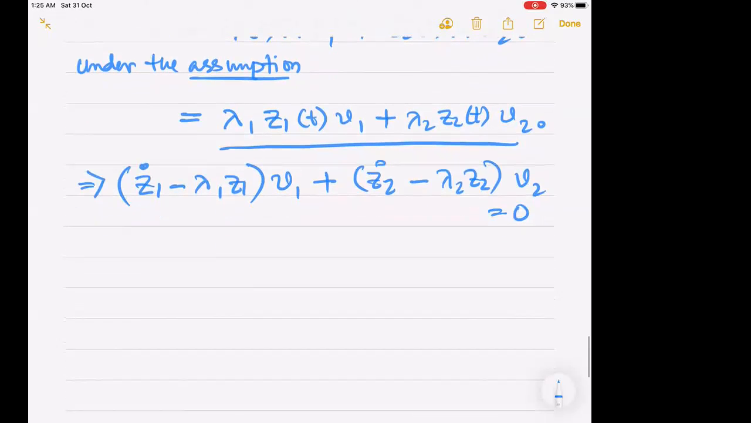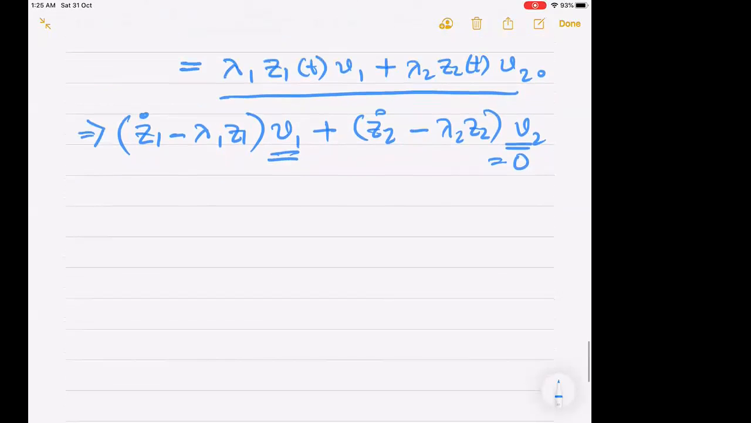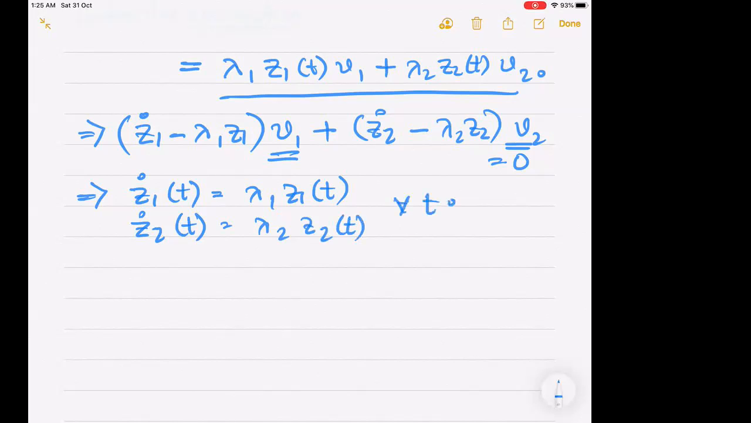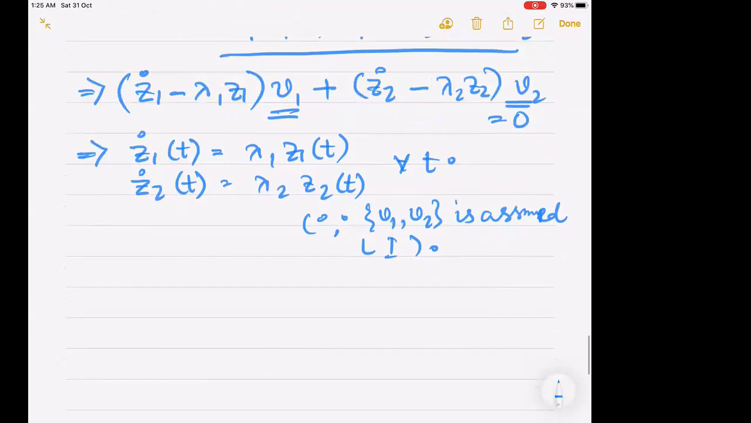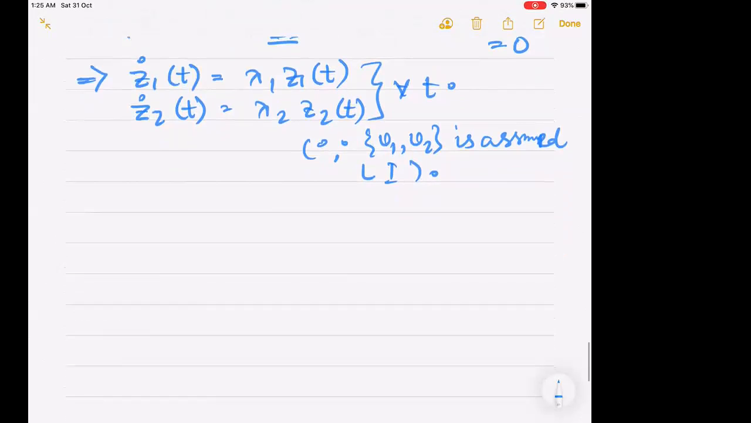But what did we assume? We had assumed that these two are linearly independent. So this linear combination going to 0 would mean z1 dot(t) must be equal to lambda 1 times z1(t), and z2 dot(t) must be lambda 2 times z2(t) for all time. This is because this set has been assumed to be linearly independent. But now this is a decoupled system of equations, and trust me, if I solve for z1, z2, I actually know what x1, x2 is.